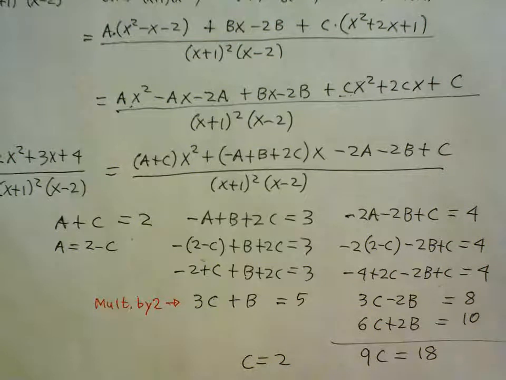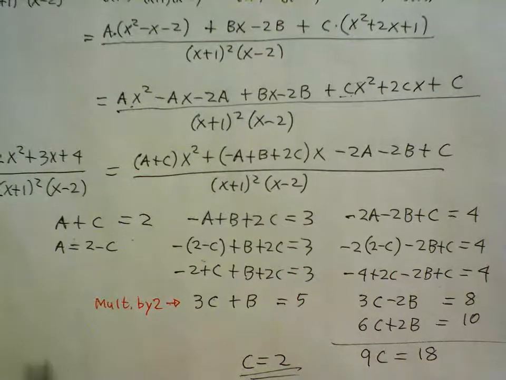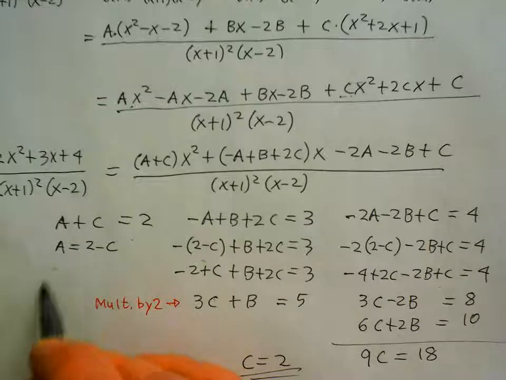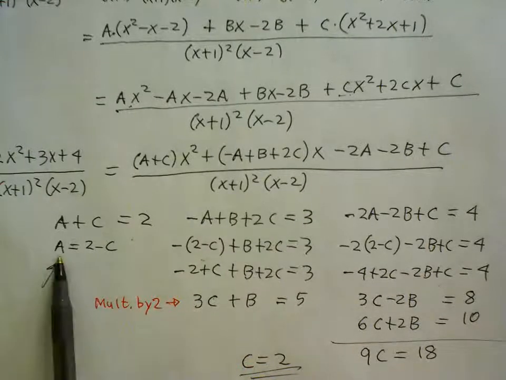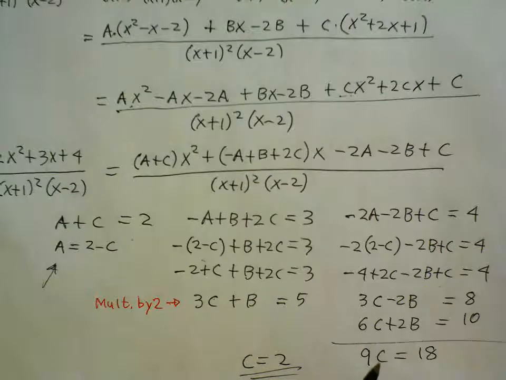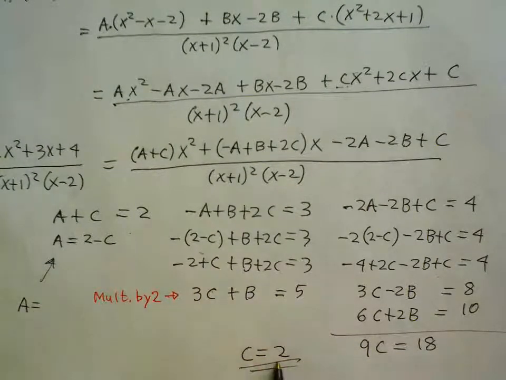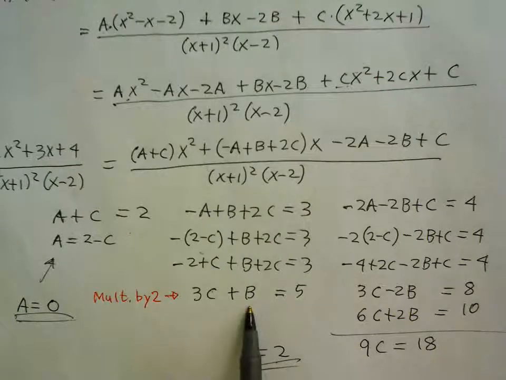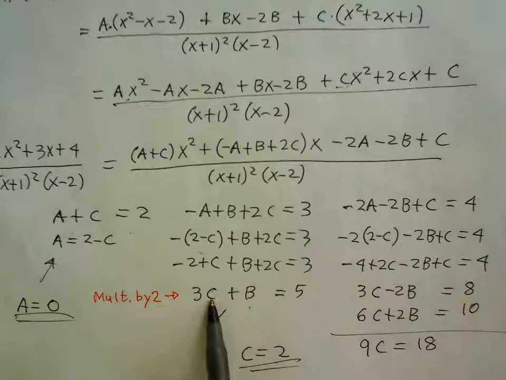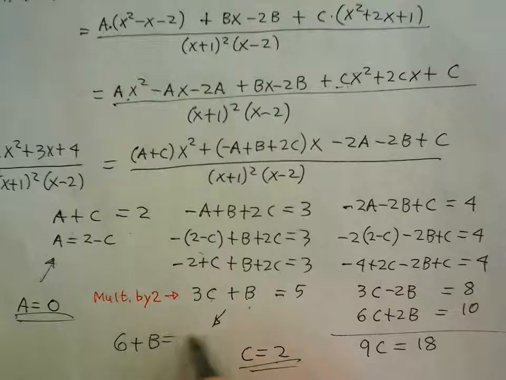Okay, so if C equals 2, remember our equation for A. A is equal to 2 minus C, so A is equal to 2 minus 2, or 0. And then the only number left is B. So replace C with 2. 3 times 2 is 6. 6 plus B is 5. So B is -1.